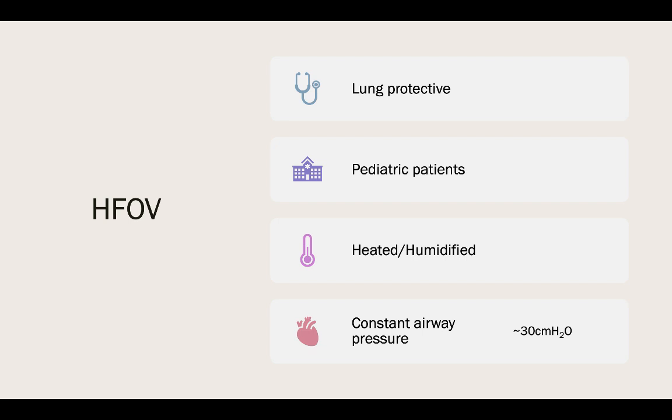The air coming in is heated, it is humidified, and this high frequency oscillating vent, this oscillator, provides constant airway pressure, usually somewhere around 30 centimeters of water. So if our normal peak pressures or normal airway pressures are somewhere around 20 or so, this is providing a little extra support for that. So it's providing constant airway pressure for our patients.